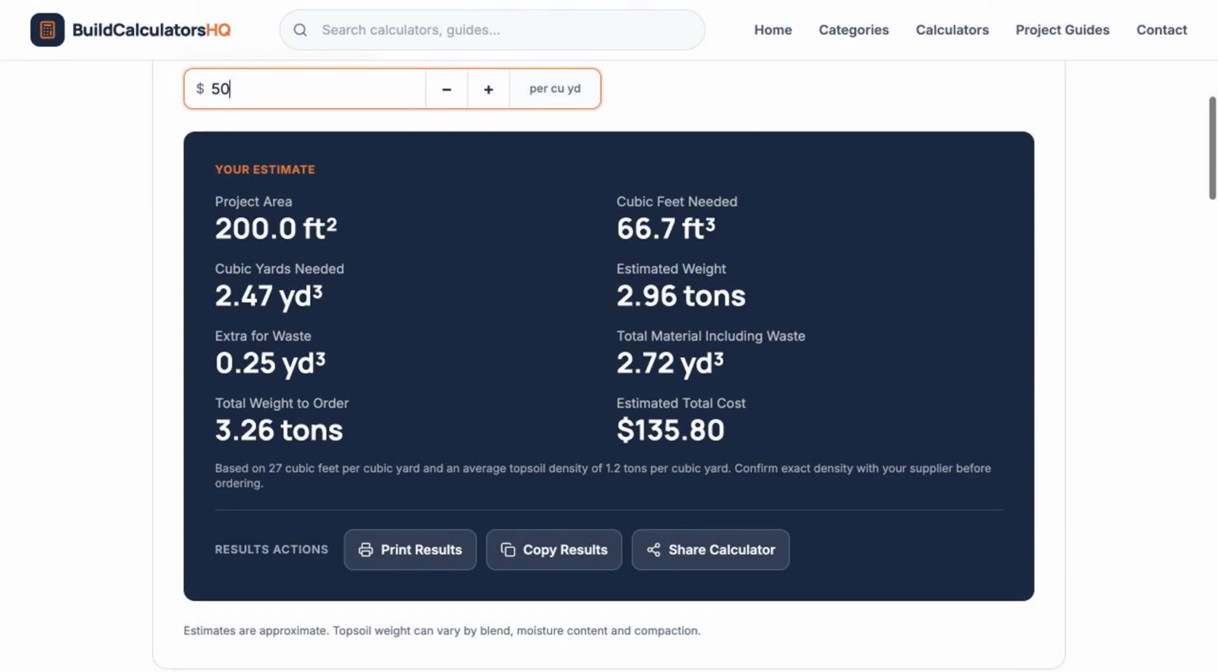The calculator instantly shows the project area, cubic feet, cubic yards, and estimated weight. It also separates the waste allowance and tells you the total quantity to order. Always round your order appropriately and confirm delivery quantities with your supplier.